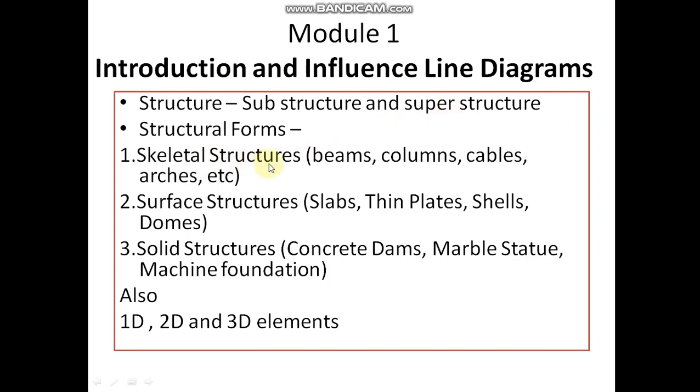Again, the skeletal structure, which can also be called a 1D structure, surface structures can be called 2D structures, and solid structures can be categorized as 3D elements. The examples for skeletal structure are beams, columns, cables and arches. The surface structures: slab, thin plates, shells and domes. Similarly, for solid structure you can have concrete dams, marble statue, machine foundations, then a few frames as examples for solid structure.